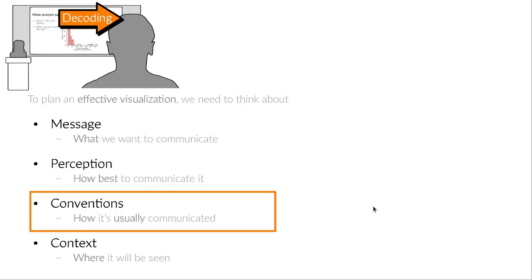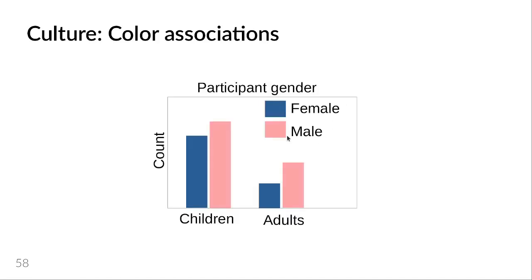We've just seen some ways of visualizing data that are more effective based on perceptual evidence, but we also need to consider conventions that could influence our design choices. As a really basic example, consider cultural color associations. In Western culture, we associate pink and blue with male and female respectively. If we make a visualization where this color coding is backwards, it might take more cognitive load for the viewer to understand it.